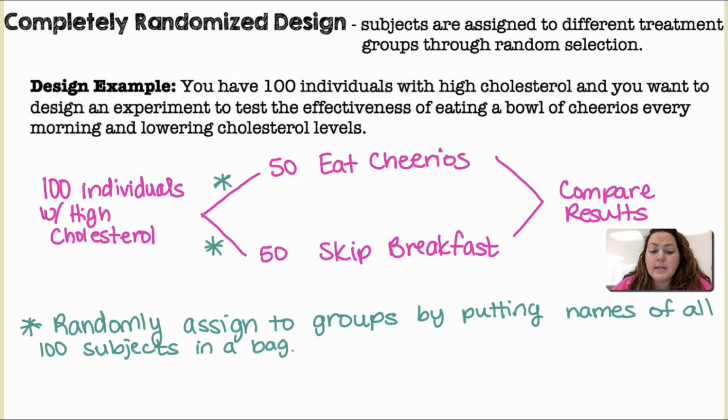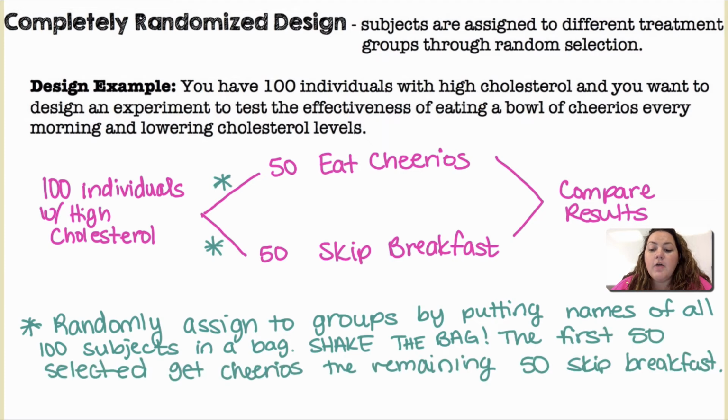Okay, so I'm going to randomly assign to groups by putting all the names of the 100 subjects in a bag. I'm going to shake the bag. That makes it random. Now it's randomizing because you're shaking the bag. The first 50 selected get Cheerios. The remaining 50 skip breakfast.